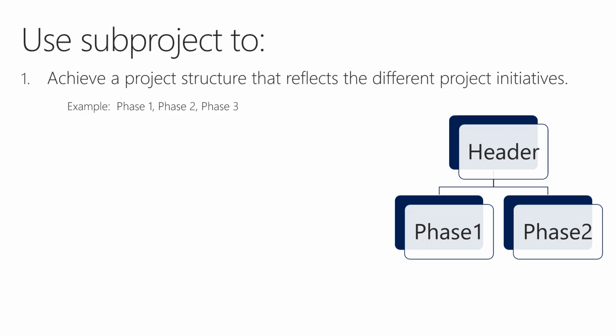So you could report at the header level and it would pull in all its sub-projects. But at the phase one and phase two level, you can assign different resources to each phase, have a different plan for each phase, just control them like they're their own project, and then report at a summary level through the header.